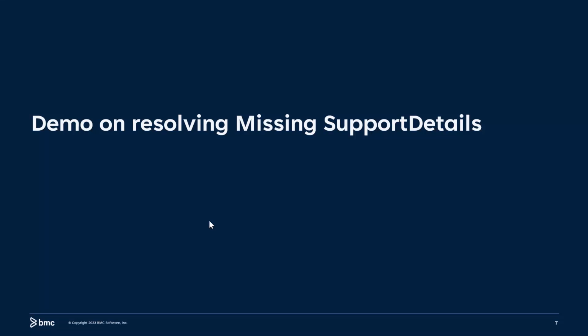So let's start with this demo, that is, resolving missing support details. Support details are reliant on the product versions. So once the product versions are discovered, then the related support detail pattern will also trigger. Otherwise it will not. So let's pick the same example of Microsoft SQL Agent where the version is empty and we can take it from there.